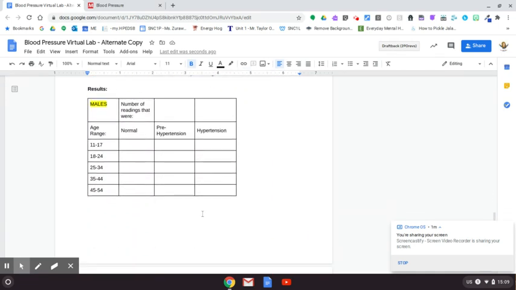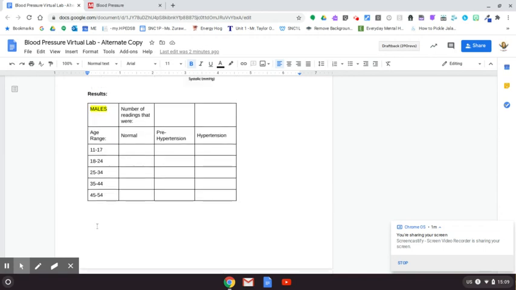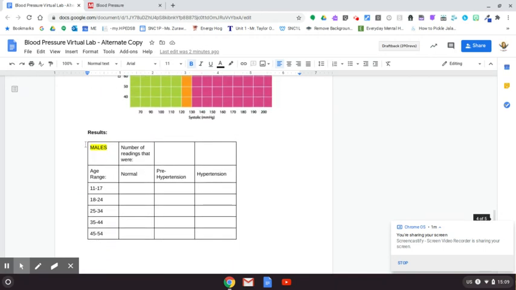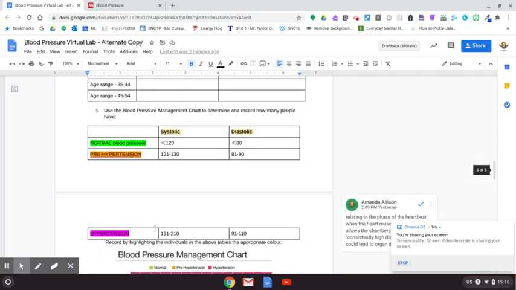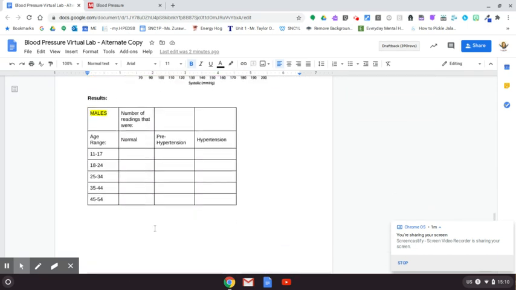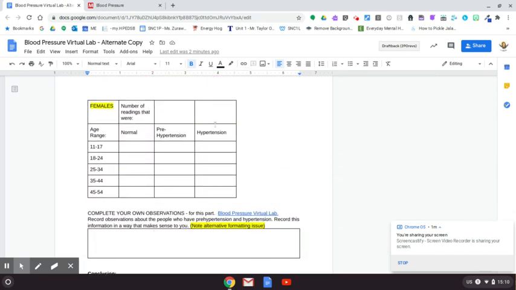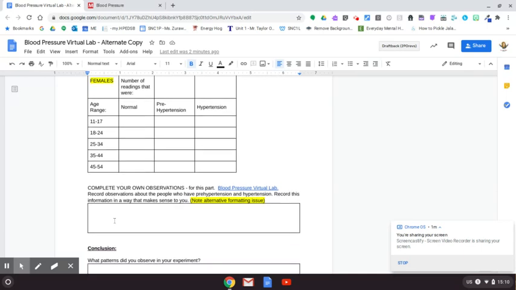So then what you need to do, I've changed this chart up a little bit from the last time. So now you're just going to look at plain numbers. So how many were in the green, how many were in the orange, how many were in the red for those age groups. You're going to summarize those after you've done your color coding up above. And you're going to do that again for your females.